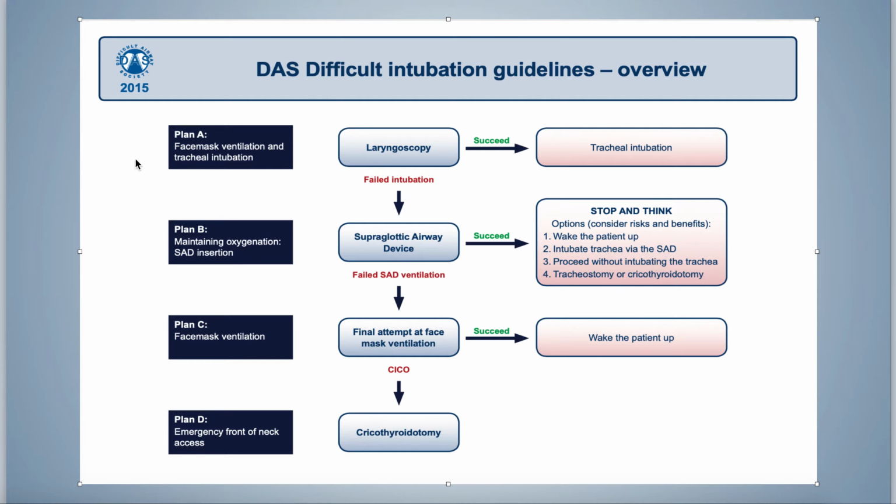So again, our plans: Plan A, laryngoscopy, tracheal intubation. If I fail, move to Plan B. We need to maintain oxygenation through insertion of a laryngeal mask. If I fail, we need to maintain oxygenation another way, which is face mask ventilation. If we fail, the last step is emergency front of neck access, FONA. This is the full overview, the Difficult Airway Society guidelines.